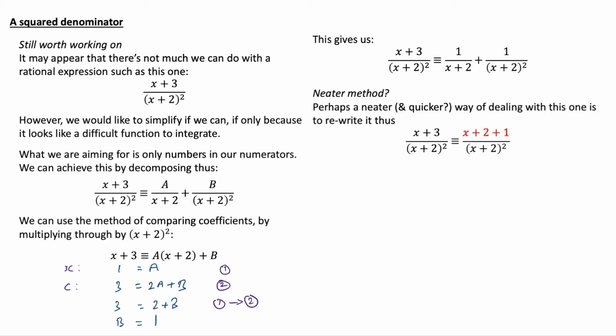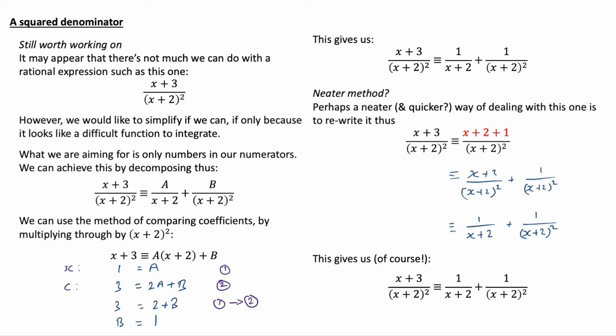Is there a neater method? Well, we could do it this way. We could say, well, if we look at our x plus 3, if we turn that into x plus 2, that bit will cancel and that will leave us with 1, so x plus 3 is the same as x plus 2 plus 1, and that way we could just separate it out like this. So we'd have x plus 2 over x plus 2 squared plus 1 over x plus 2 squared, and that would give us 1 over x plus 2 plus 1 over x plus 2 squared, and that's of course the same as what we had before. So that's another way of looking at this.